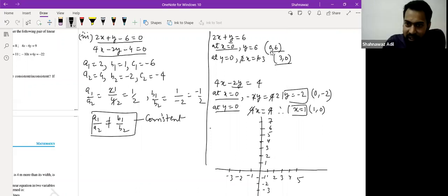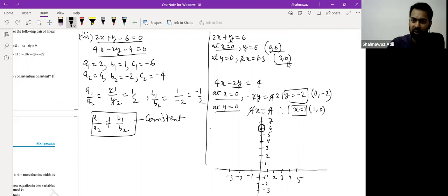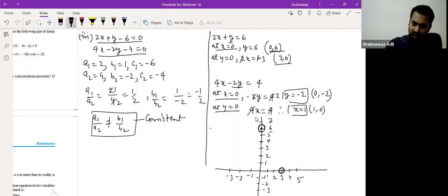So 0, 6. So 0, and in the y direction, how much do we have to move? 6. So this point is 0, 6. And 3 comma 0. So in the x direction, 3, on the right side. So this one. So this is the line.